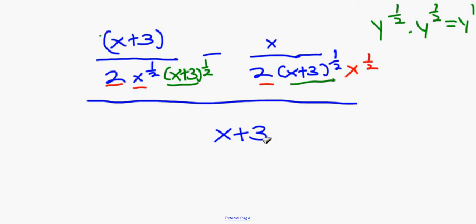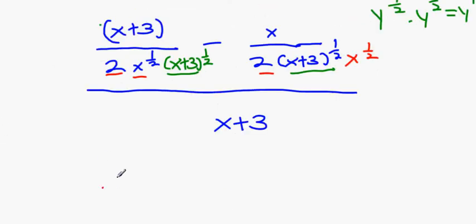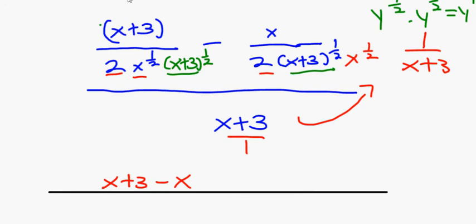Now, what's going to happen is two things. The first thing is the top line is now going to become x plus 3 minus x. I'm now going to bring the x plus 3, which is over 1, to the same height and turn it upside down. So technically my new denominator looks something like this. My new denominator is going to be 2x to the power of a half, x plus 3 to the power of a half, and then it's going to get multiplied by x plus 3.